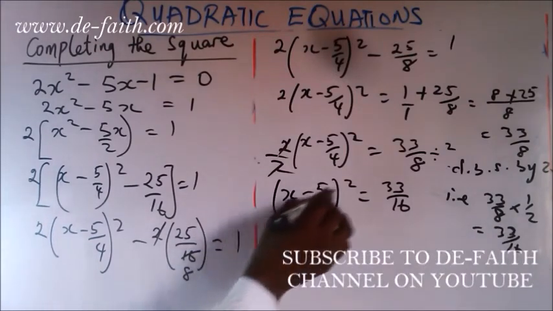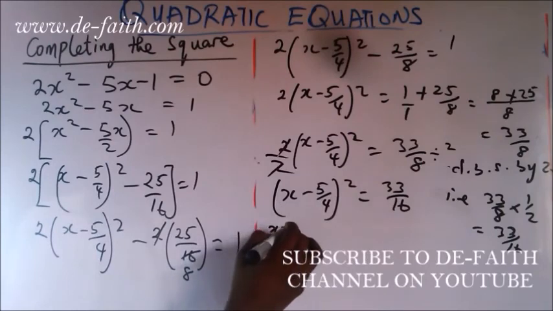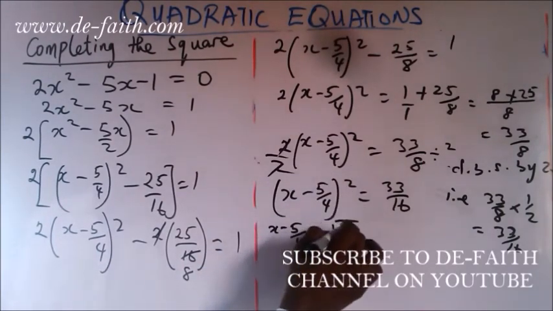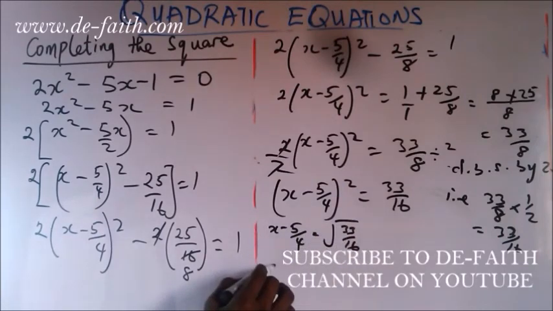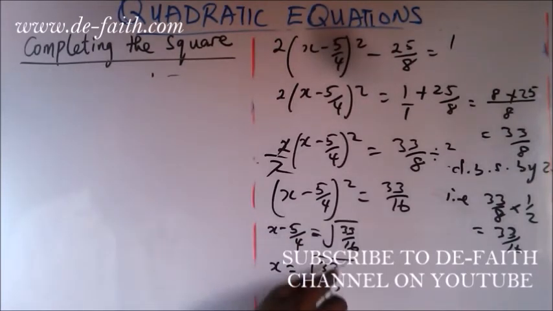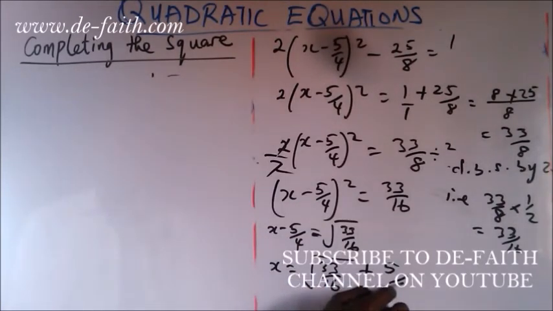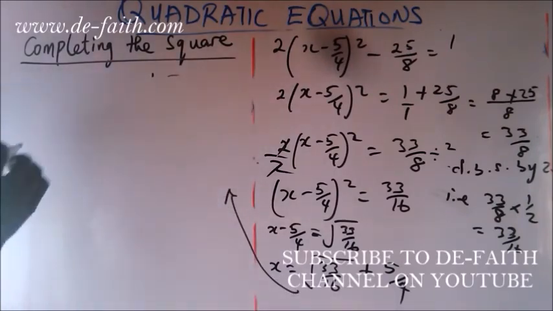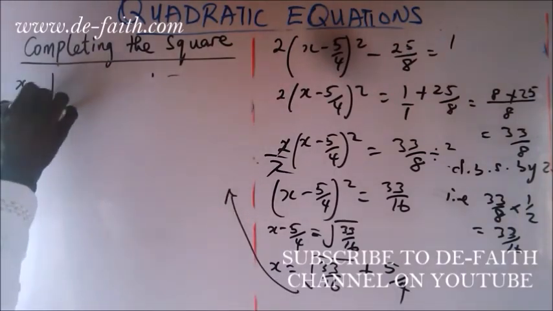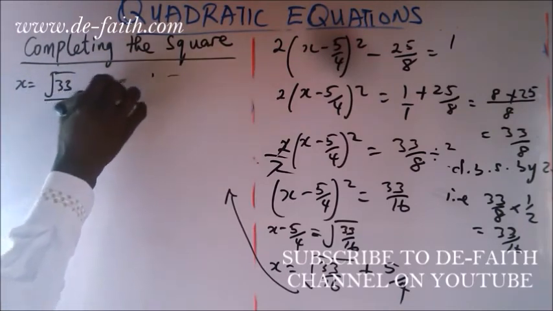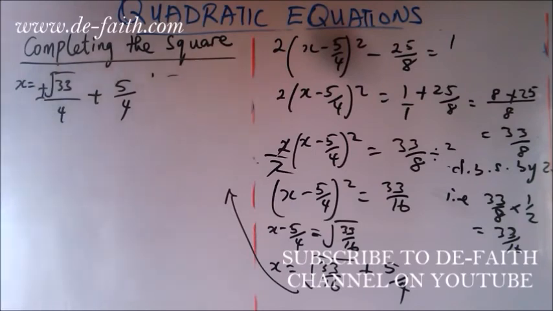Alright. So this square comes here, that will be x minus 5 over 4, and this square becomes square root of 33 over 16. So we'll have x equal to square root of 33 over 16, and minus 5 over 4 comes here and becomes plus 5 over 4. Alright, so we'll continue our equation over here. We'll have x equal to root 33 over 4 plus 5 over 4. Here we have our plus or minus.